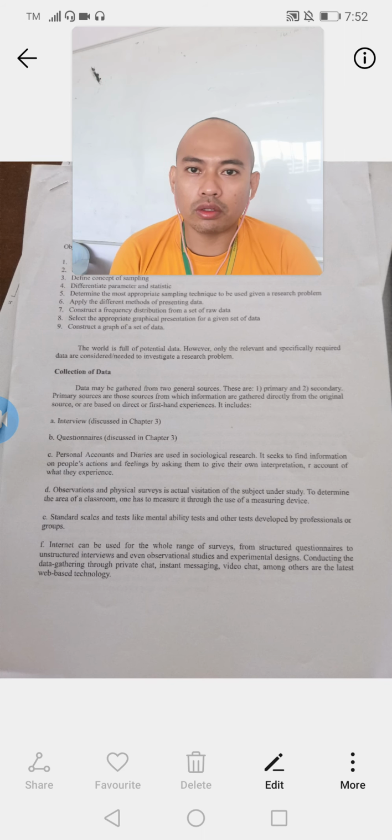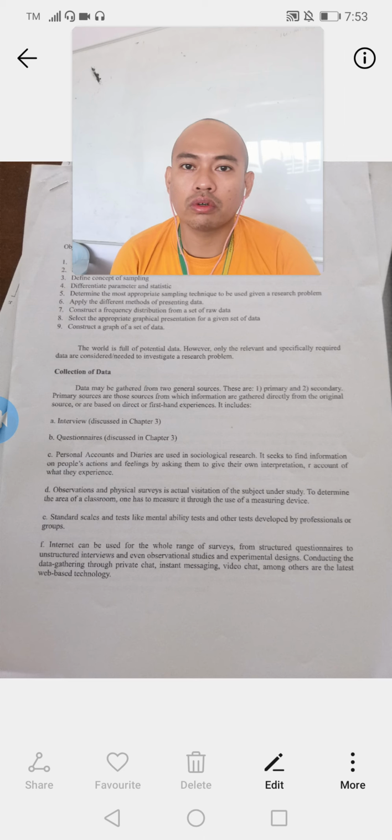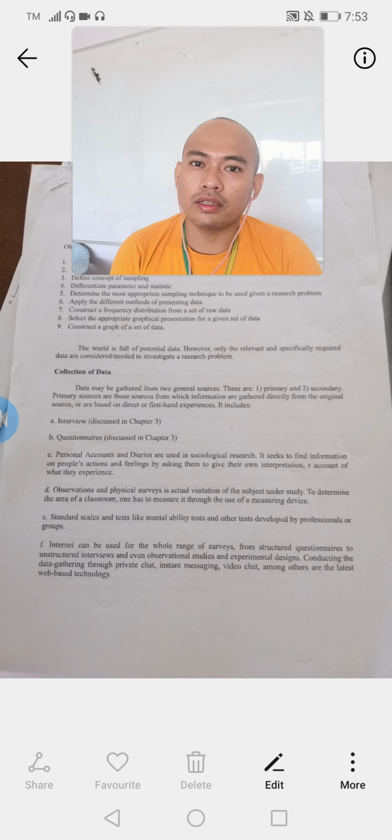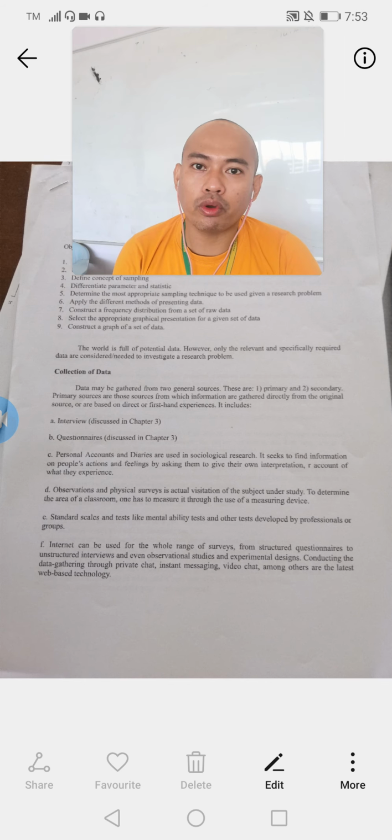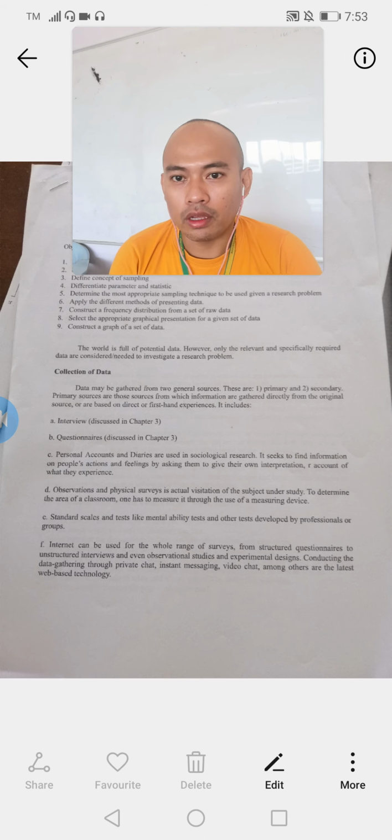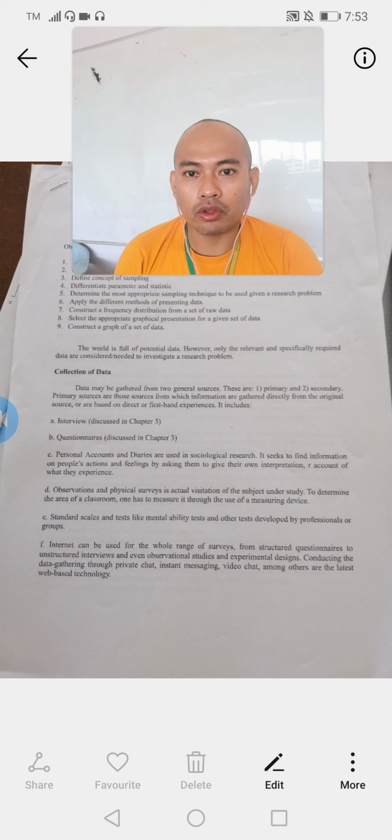Now take note, guys, that when we are conducting a research study, it is very important for us to learn about the process of collecting data. It is also important to know the different sources of data. So this will be our guide to at least come up with a more reliable source in our research study. Now, when we are collecting data, there are actually two general sources that we may have.